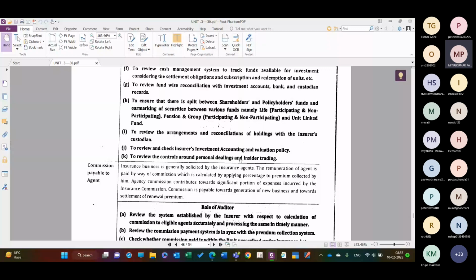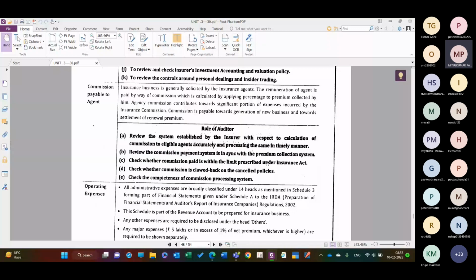Then obviously commission payable to the agent. Insurance business is generally solicited by the insurance agent. Nowadays it is gone. Zero insurance commission policies are there. If you go to the website of the insurance policies, most of the private sector or LIC, you can directly buy from the insurance companies without any agent.